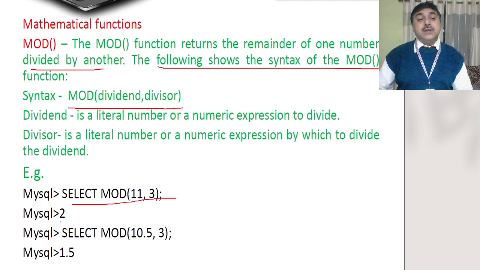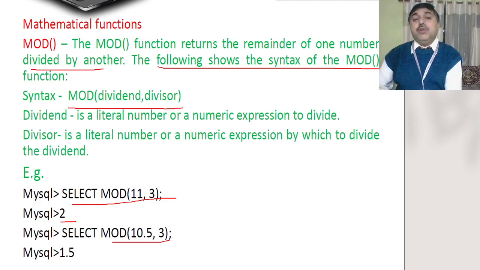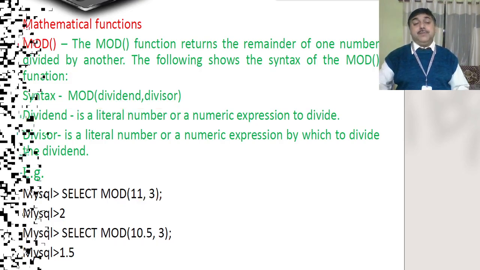So SELECT MOD(11,3), the output will be 2. MOD means modulus. If you divide by 3: 3 ones are 3, 3 twos are 6, 3 threes are 9, and the remainder from 11 is 2. So the mod function divides one number by another, with a dividend and a divisor. This is how the function works.